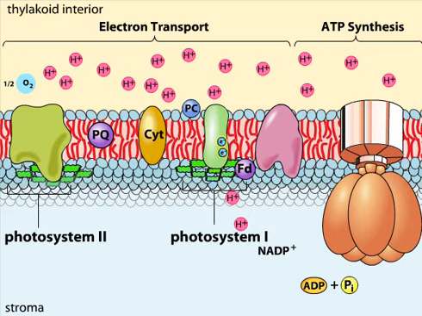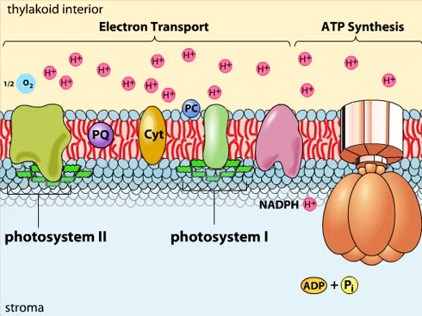Excited electrons from photosystem 1 are used to reduce ferredoxin. NADP reductase then uses 2 electrons from ferredoxin and 2 protons from the stroma to reduce NADP+, producing NADPH and hydrogen. NADPH is later used to fuel the energy-consuming sugar production stage of photosynthesis.